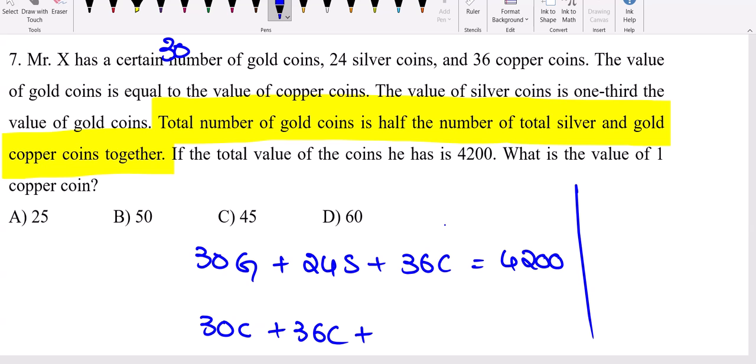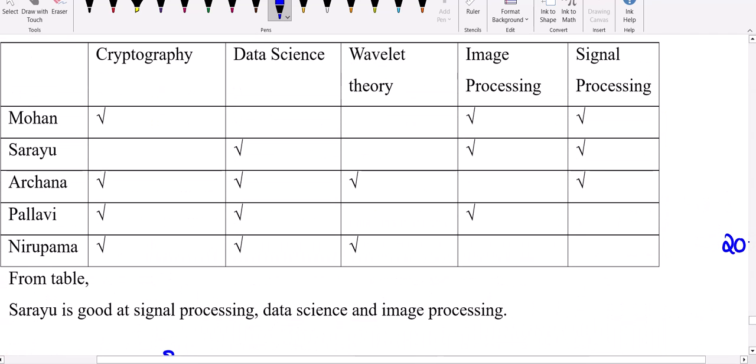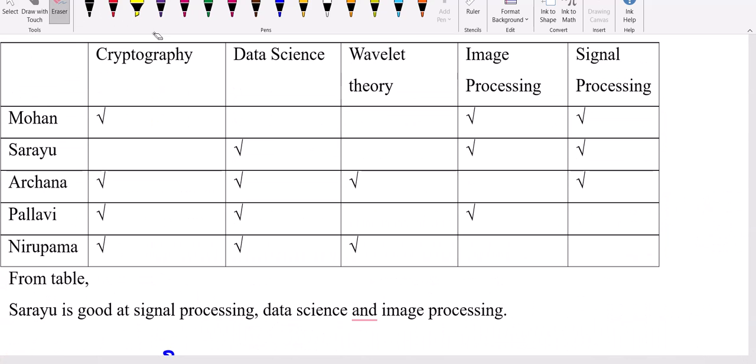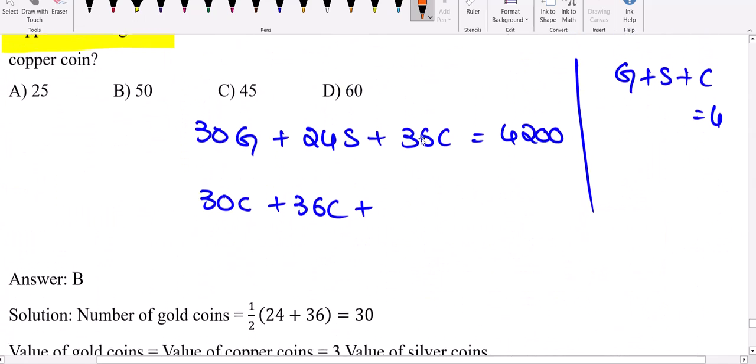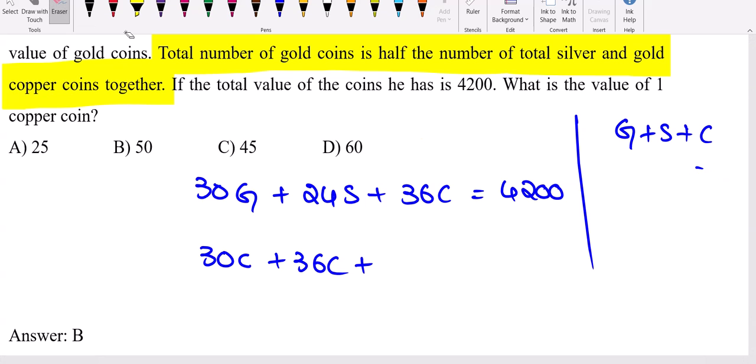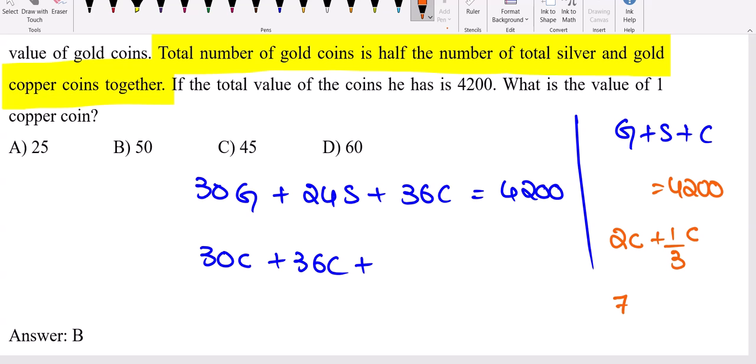So they may have given here gold plus silver plus copper equal to 4,200. Gold and copper both are the same. Silver is one third of the gold. I can say one third of the coin. So 7C divided by 3 is 4,200. Total copper value is 1,800, divided by 36.